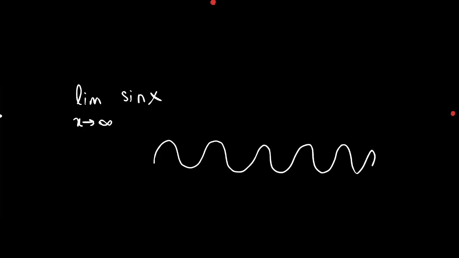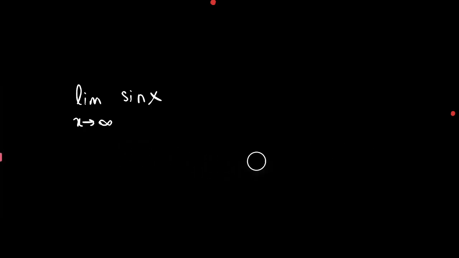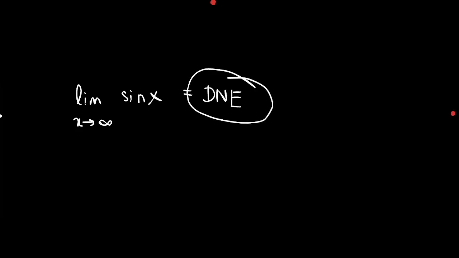So what does that tell us? As x approaches infinity, it's oscillating between -1 and +1, so there is no value there. That means that this limit does not exist. No real math to do there, just a little background knowledge on the sine function is what we need. That's all.